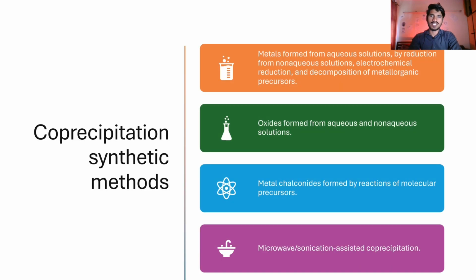So moving on towards the co-precipitation synthesis method. The metals are formed from aqueous solution. These are some of the co-precipitation synthetic methods in which metals are formed from aqueous solution by reduction from non-aqueous solution, electrochemical reduction, and decomposition of metallo-organic precursors. Then we have the oxides that are formed from aqueous and non-aqueous solution, and metal chalcogenides that can also be formed by the co-precipitation method by the reaction of molecular precursors. And then we have microwave and sonication assisted co-precipitation, in which we use the microwave and the sonication.